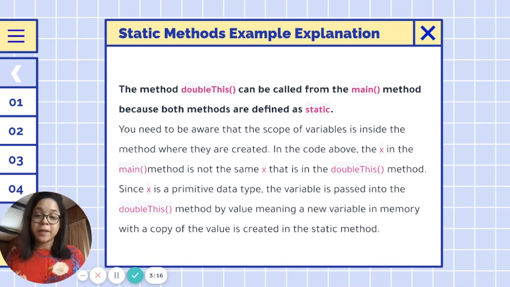Okay, x is a primitive data type, and the variable that was passed into doubleThis was passed by value, meaning that a new variable in memory with a copy of the value is created in the static method. So they're not the same. One is a copy. They're not stored in the same address.